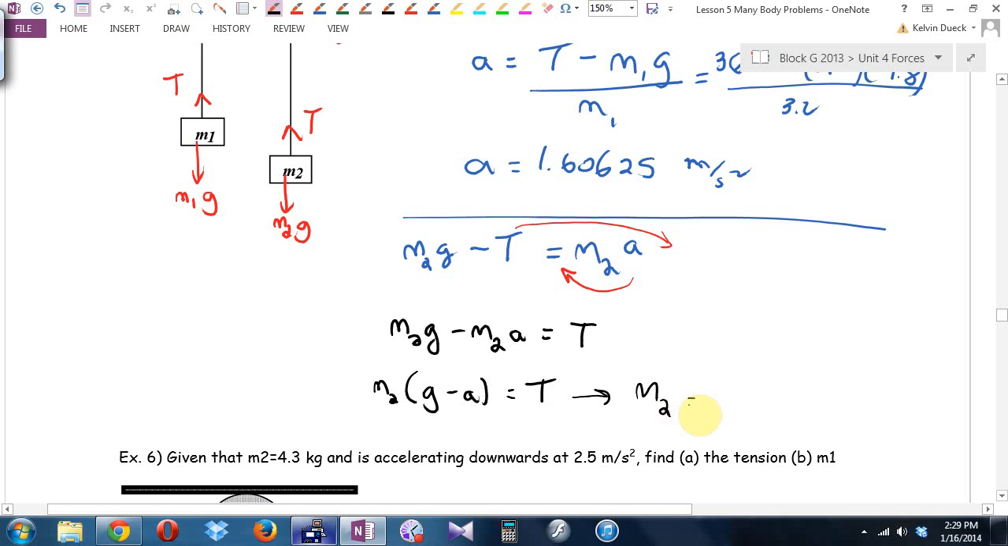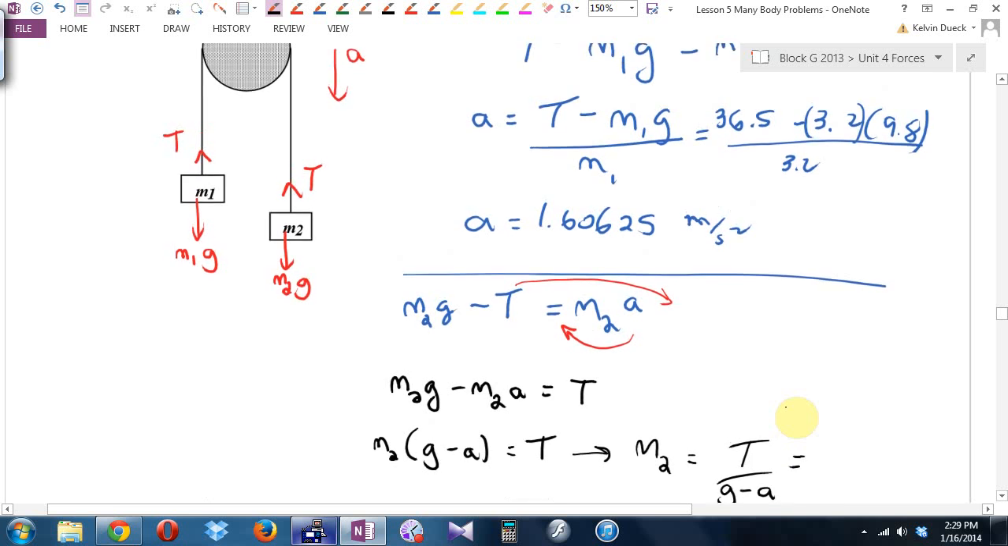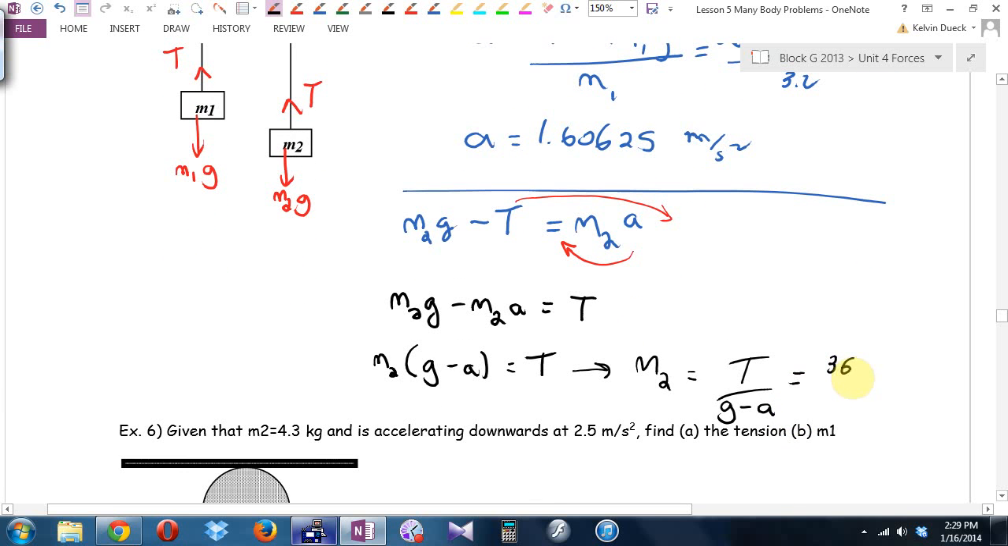Mass 2 is going to be tension over... You can try memorizing that equation, but it varies depending on whether mass 2 is bigger or smaller. Derive it. Don't memorize crap. What did we say tension was? 36.5 after I finally fixed it. All divided by 9.8 minus, I can already see I'm going to need a tiny bit more room.